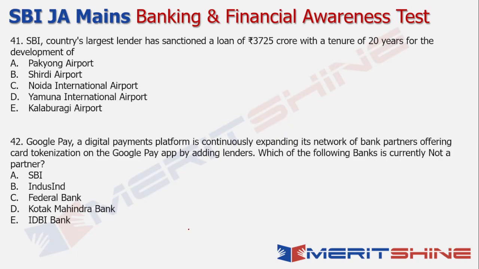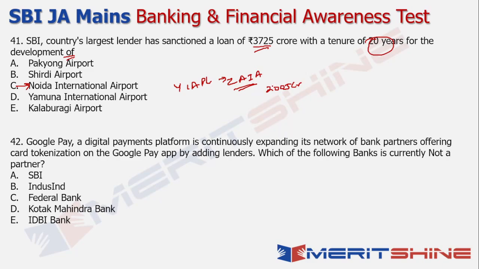Now moving on to the next set of questions, SBI, which is the country's largest lender, has basically sanctioned a loan of rupees 3725 crore with a tenure of 20 years for the development of which of these airports? So the airport in this question happens to be Noida International Airport, right, which is now being developed by the Yamuna International Airport Private Limited. That's the company that is developing it, and this Yamuna International Airport Private Limited has Zurich Airport International AG as the primary or the main shareholder, right? And this entity is basically providing another 2005 crores into the development of the Noida International Airport, right?